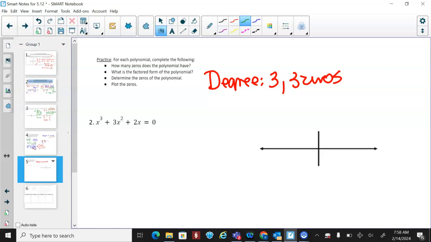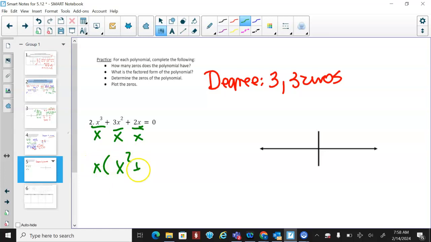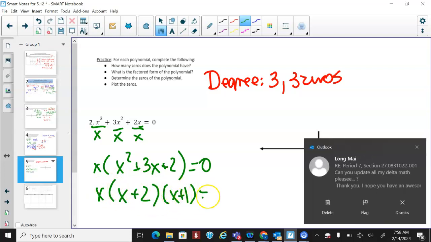We do not have a number to divide by, but they do have an x that I can take out, because I can always take out the smallest x. Because I got x to the 3, 2, and 1, I can take 1 x out of each. So x will come out, and what's left? X squared plus 3x plus 2. Now I can find two factors that multiply to 2 and add to 3. That's going to be 2 and 1. So x plus 2 and x plus 1 here equals 0.